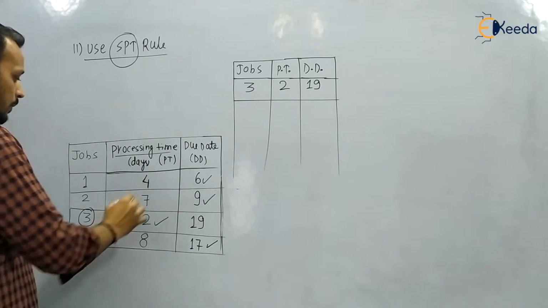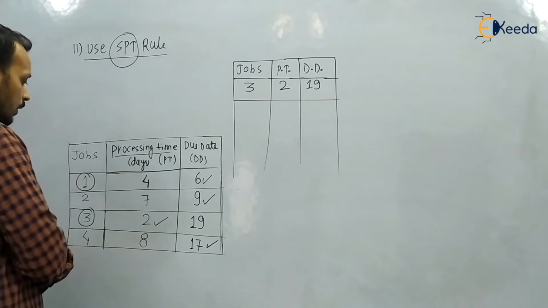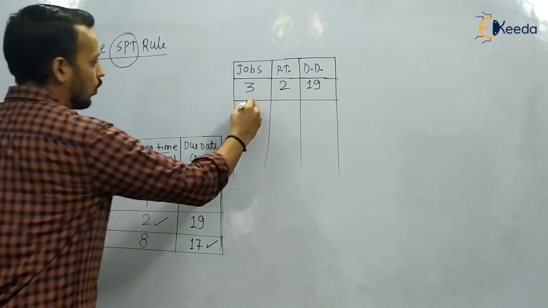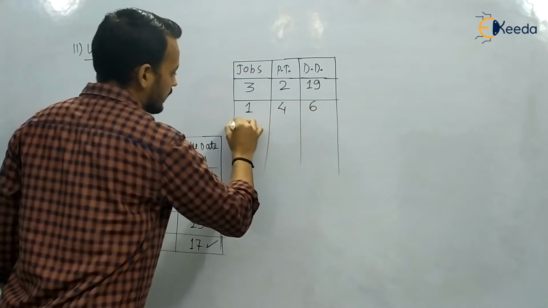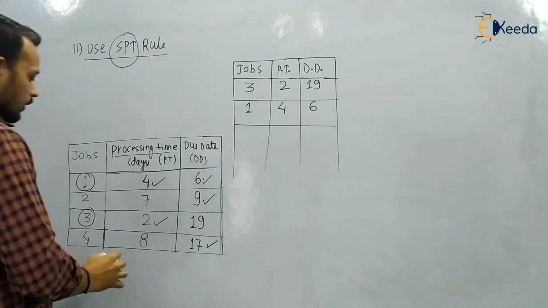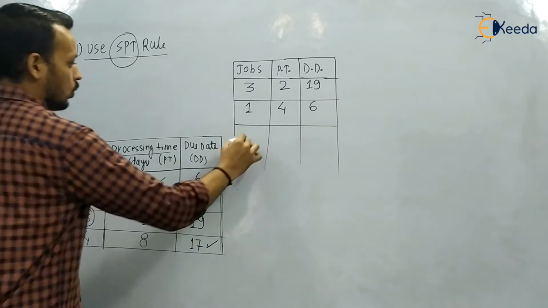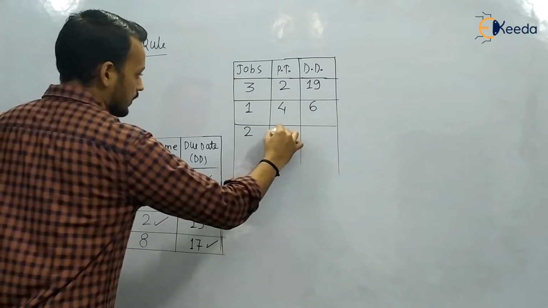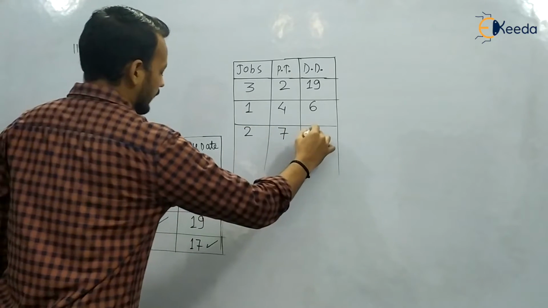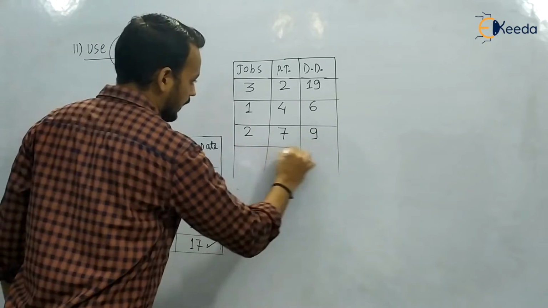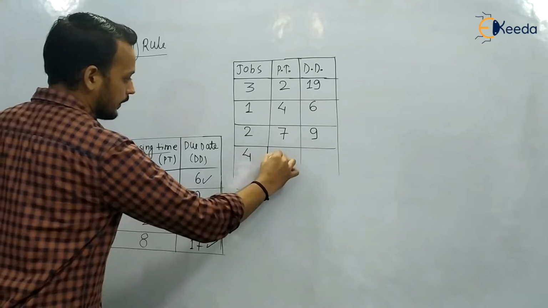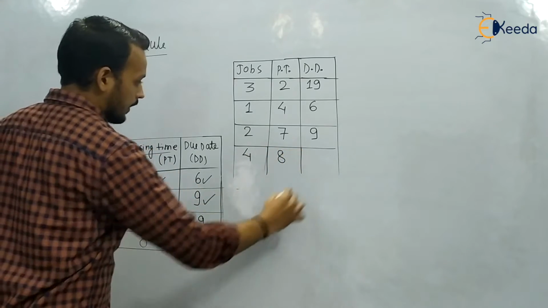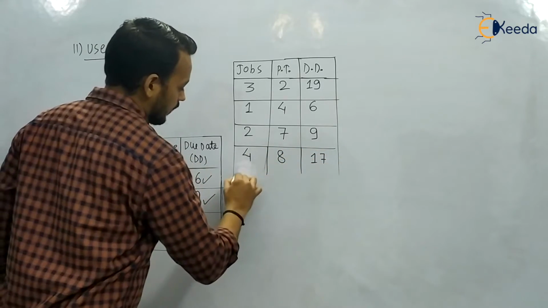Now the next minimum is job number 1. The processing time is 4. Job number 1, the processing time is 4 and the due date is 6. Okay, now the next minimum is job number 2. The processing time is 7 and the due date is 9. And the last we have got job 4. The processing time is highest, that is 8 days and the due date is 17.